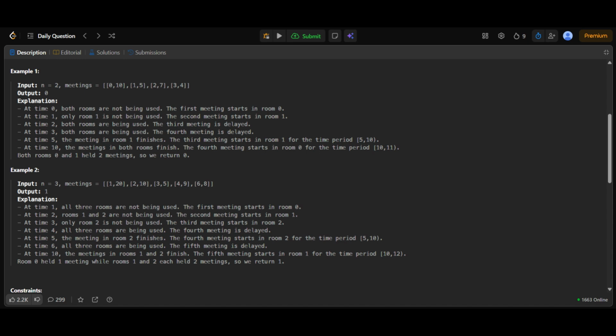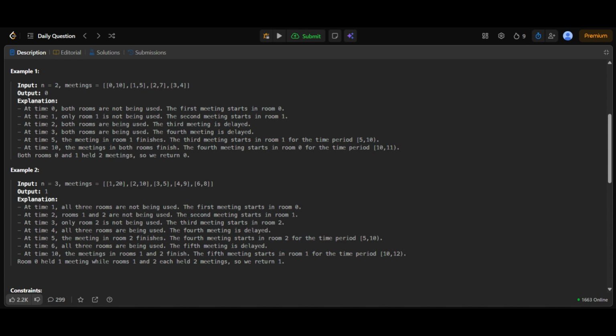Now let's look at example 2 and understand why the answer is room 1. We are given 3 rooms, numbered 0, 1, and 2, and a list of meetings with unique start times. Remember the key rules. Meetings always prefer the lowest numbered available room, and if no room is free, the meeting is delayed until the earliest room becomes available, keeping the same duration. At time 1, all 3 rooms are free, so the first meeting is assigned to room 0.